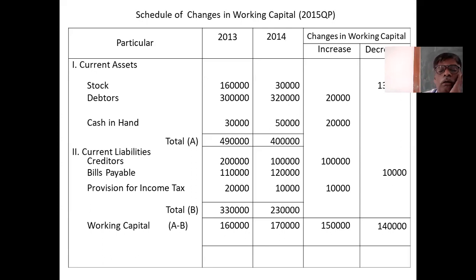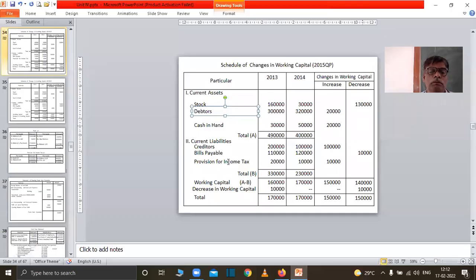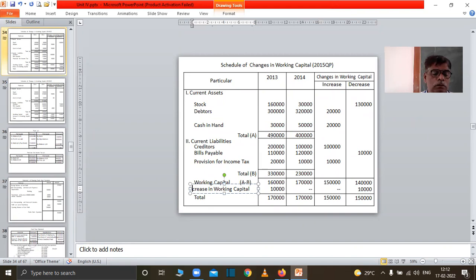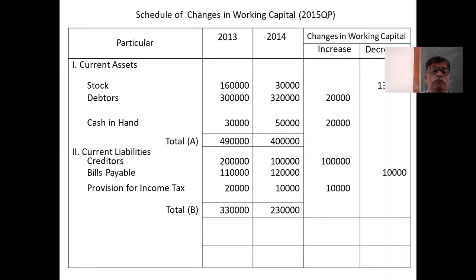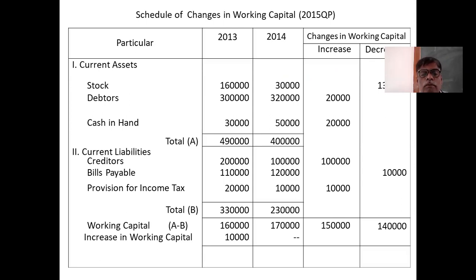Okay, now you write decrease in working capital, sorry, increase in working capital, not decrease. It is increase in working capital. Increase in working capital is 10,000. Okay, difference. And third and fourth column difference 10,000. That is decrease in working capital.